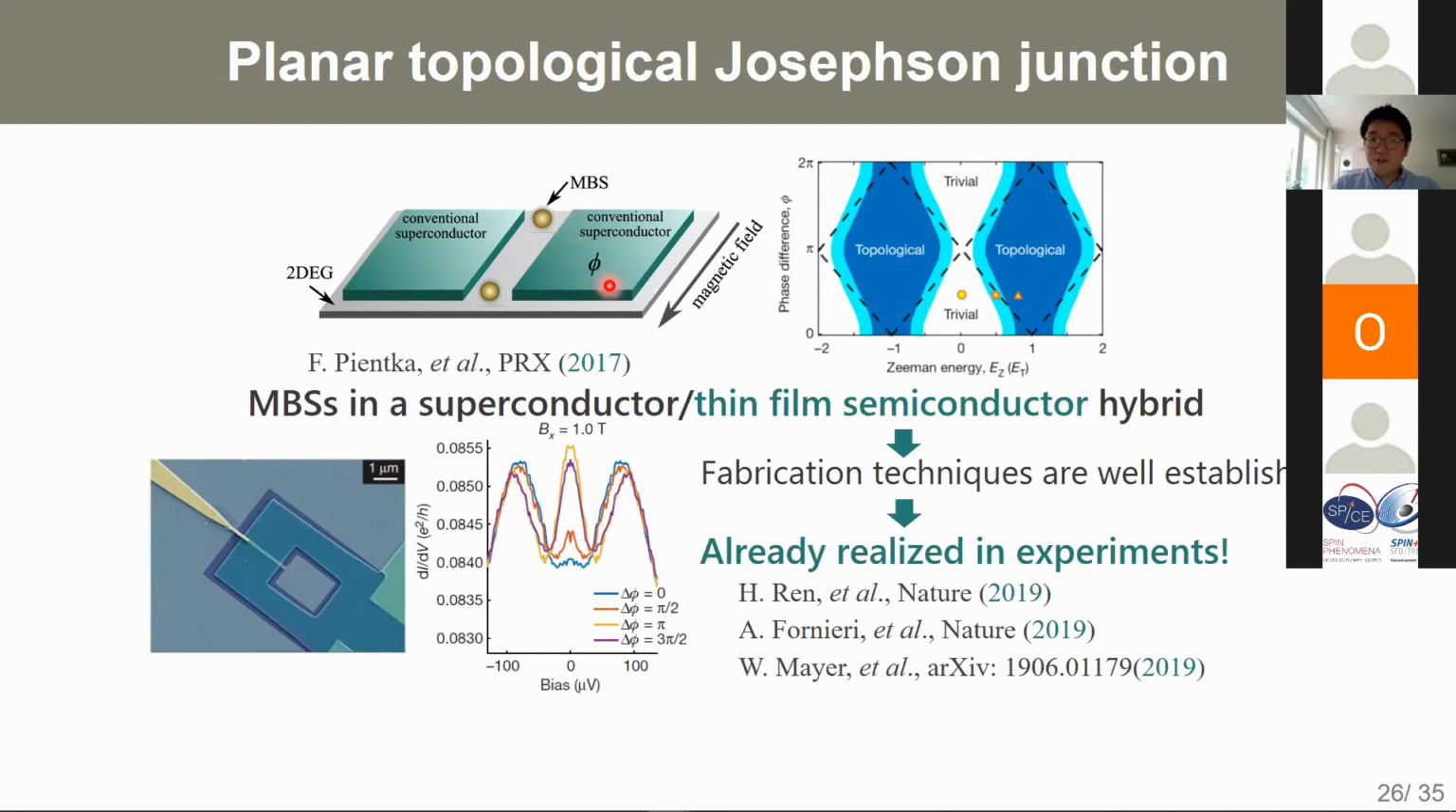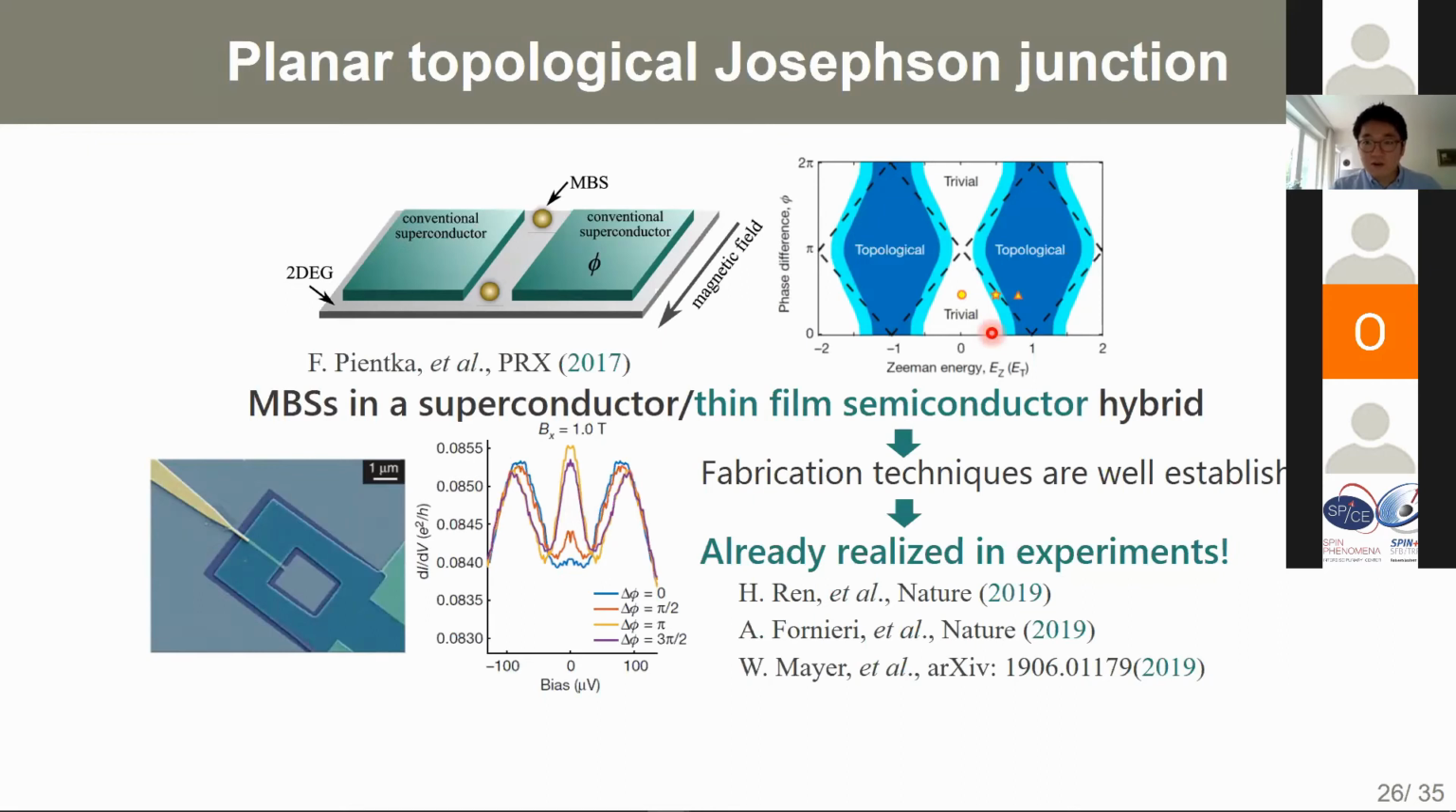The greatest advantage of this proposal is that they use a thin film semiconductor whose fabrication techniques are very well established. So actually, soon after the theoretical prediction, several experiments have already demonstrated the realization of the planar topological Josephson junction. For instance, this figure is picked up from this paper. They form the Josephson junction with a square geometry and put the gold contact to the junction region here. Then they measure the dI/dV, the differential conductance of this system, and find that there is a prominent zero-bias conductance peak only in the topologically non-trivial phase.